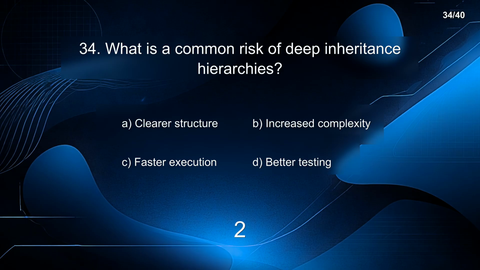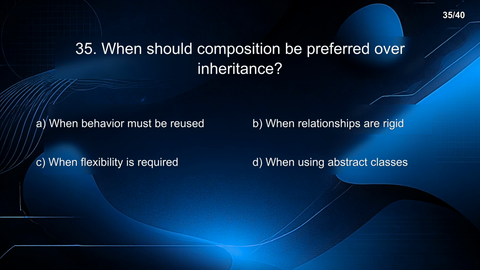Correct answer is B. Increased complexity. 35th question. When should composition be preferred over inheritance? A. When behavior must be reused. B. When relationships are rigid. C. When flexibility is required. D. When using abstract classes.